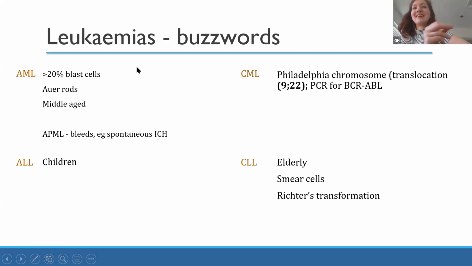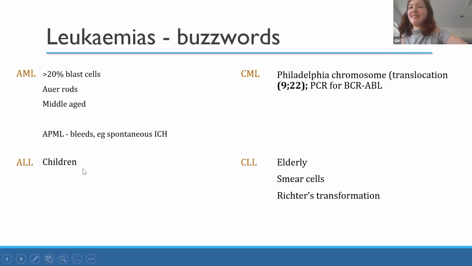What I'd say with this slide is that for APML, that's acute promyelocytic leukemia, the main issue is bleeds. You get spontaneous intracranial hemorrhages. APML is one of the few times I've seen hematologists look really twitchy. The heme consultant looked genuinely worried about a patient, because he was worried about them having a sudden major bleed that you're not really going to fully recover from.